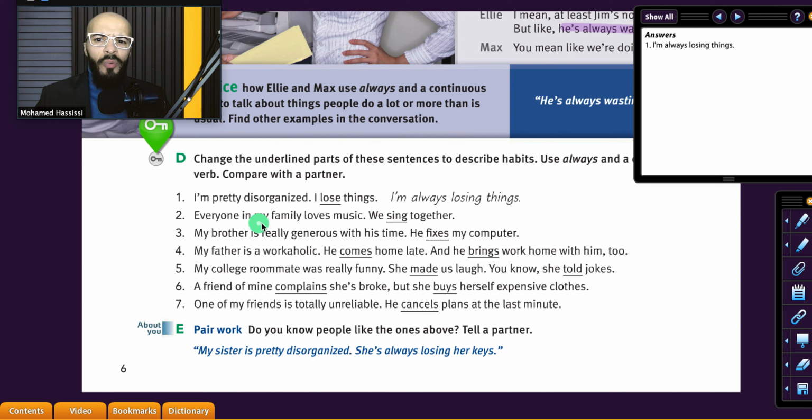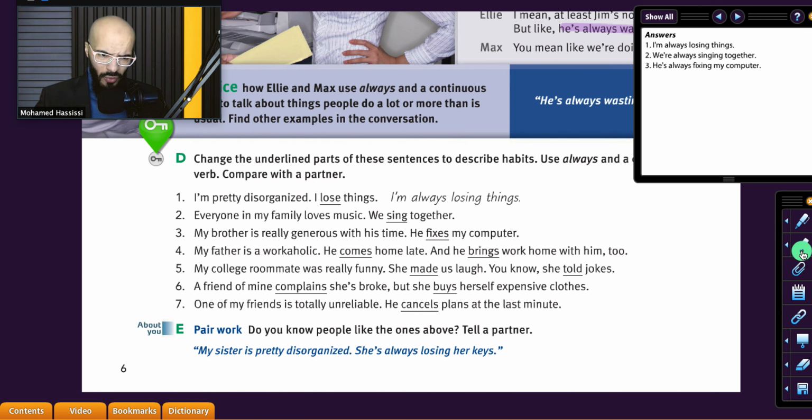Number two, everyone in my family loves music. We are always singing together. My brother is really generous with his time. He's always fixing my computer. My father is a workaholic.